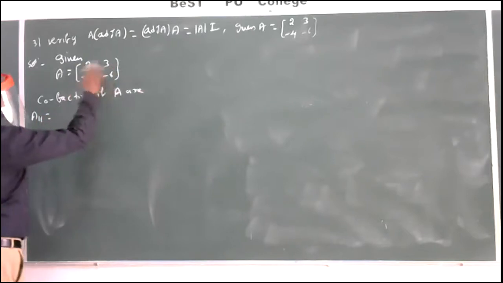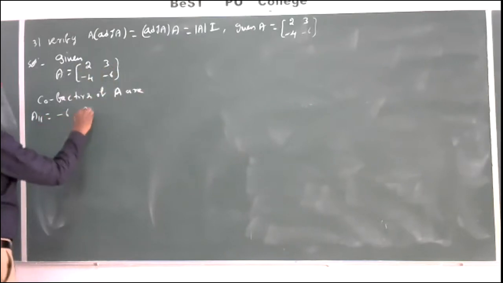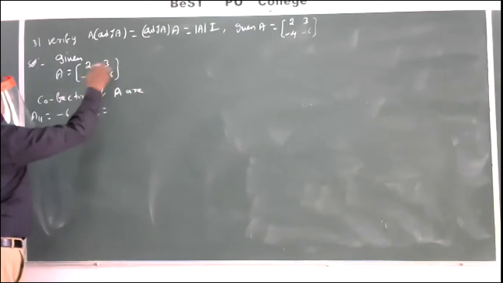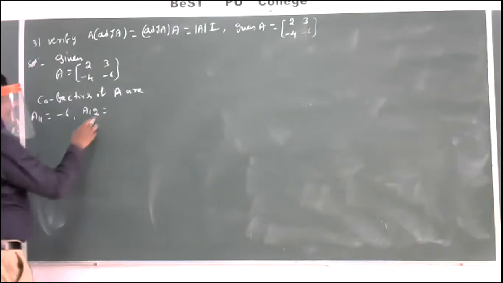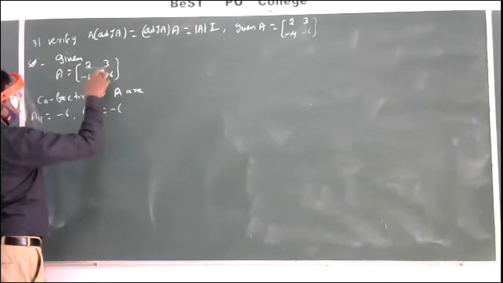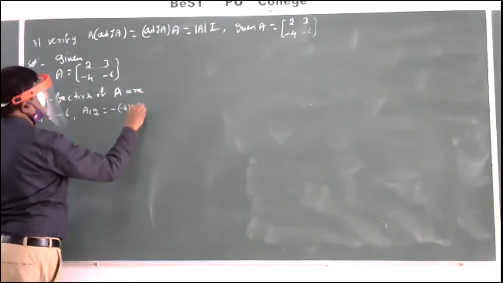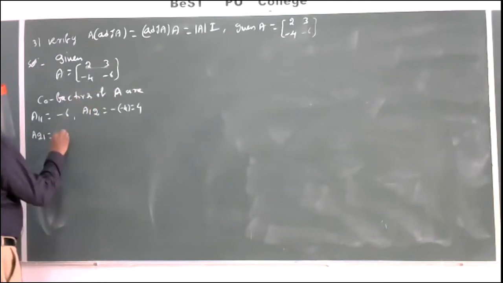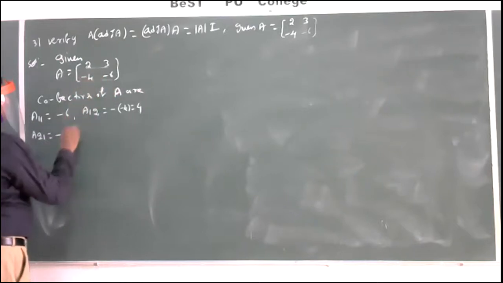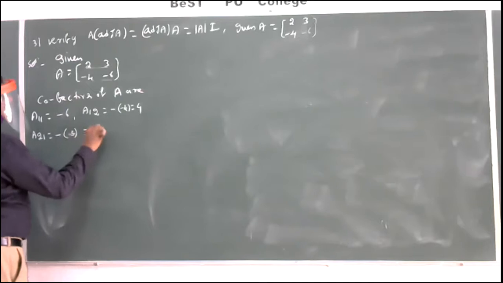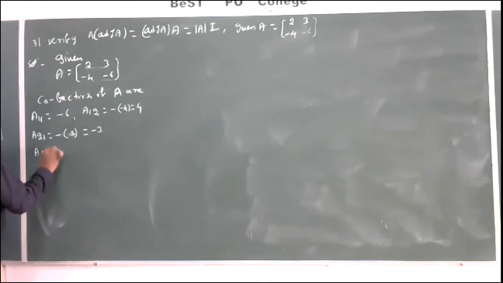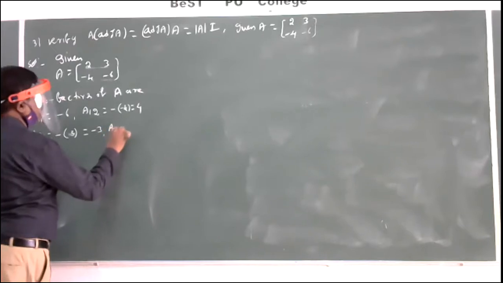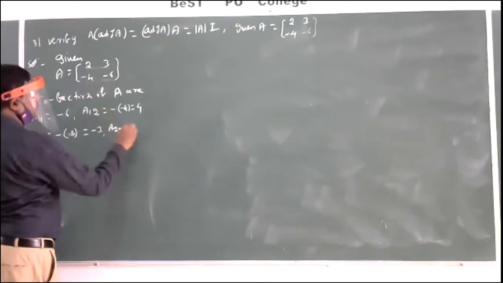A11, left this row and column, minus 6. A12, 1 plus 2, this is minus, we get left this row and column minus 4, that is plus 4. A21, it is minus, left this row and column 3, that is minus 3. A22, this row and column, the element is 2.